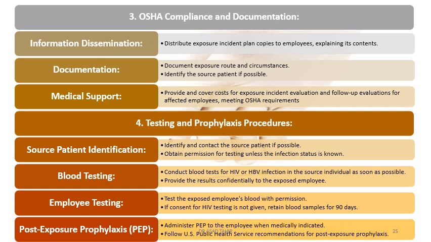4. Testing and prophylaxis procedures. Source patient identification. Identify and contact the source patient if possible. Obtain for testing unless the infection status is known. Blood testing. Conduct blood tests for HIV or HBV infection in the source individual as soon as possible. Provide the results confidentially to the exposed employee. Employee testing. Test the exposed employee's blood with consent. If consent for HIV testing is not given, retain blood samples for 90 days.